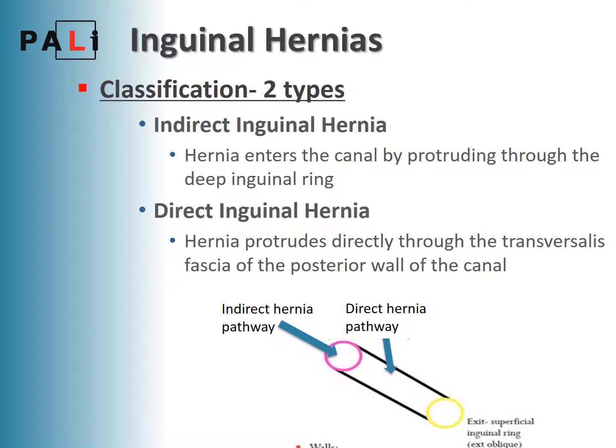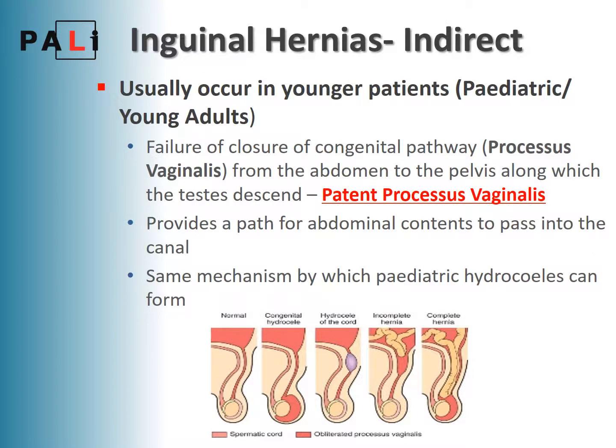You can further divide inguinal hernias into two distinct subtypes, relating to the mechanism by which they form. The indirect inguinal hernias are formed when the hernia protrudes through the deep inguinal ring into the inguinal canal, whereas direct inguinal hernias are formed by protrusion through the posterior wall of the inguinal canal through the transversalis fascia. I'll talk about indirect inguinal hernias first of all.